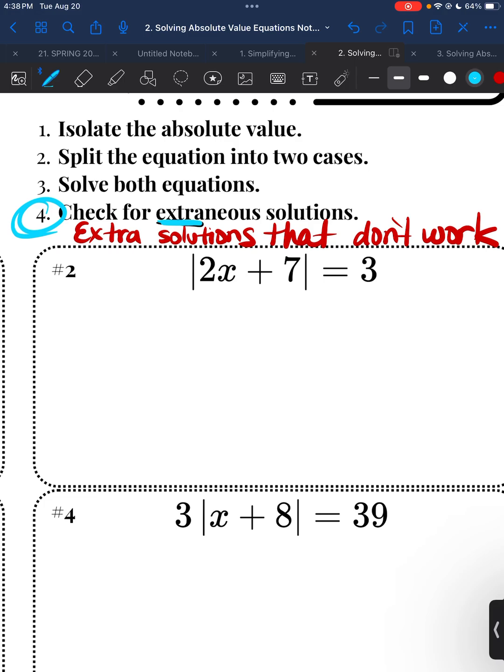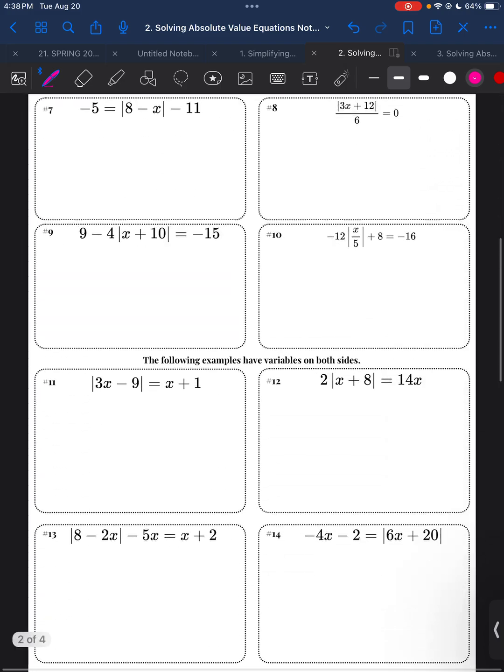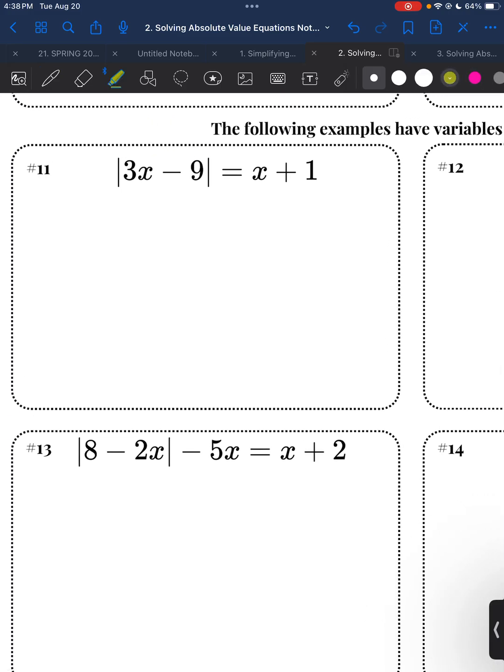So when you do the problem by hand, you're going to get an answer. When you check it, it tells you false. So you'll see 2 of them on the back. So number 11, your steps are still the same, but with these last 4, you're starting to see the variable more than once. So we're still isolating this, and then we're going to split it.